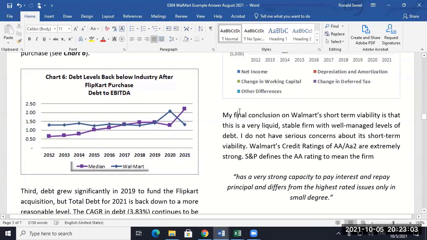Then you have a final conclusion. Walmart's, I'm saying, man, they're extremely liquid. Something happened this last year I couldn't figure out, but they're extremely liquid. Their debt was a problem with the Flipkart purchase, but it looks like they've gotten that back under control. I don't have serious concerns with this firm, and they're AA rated. That is an incredibly high rating.